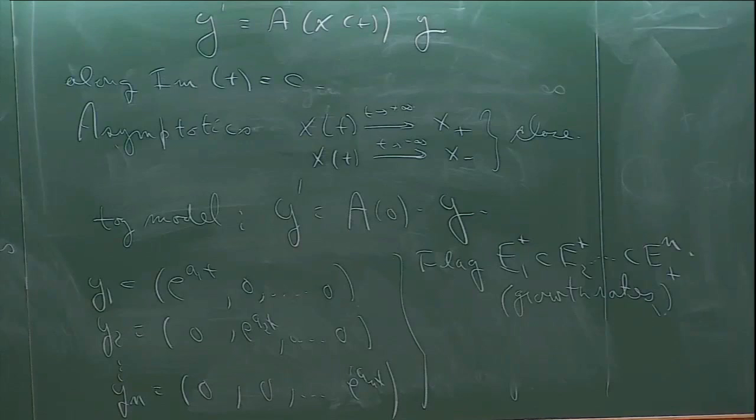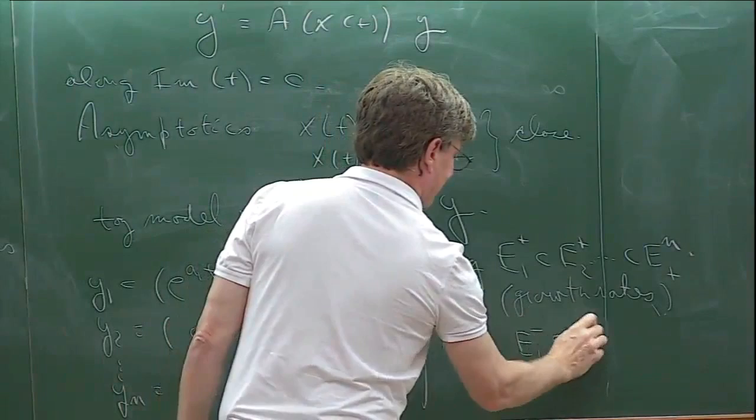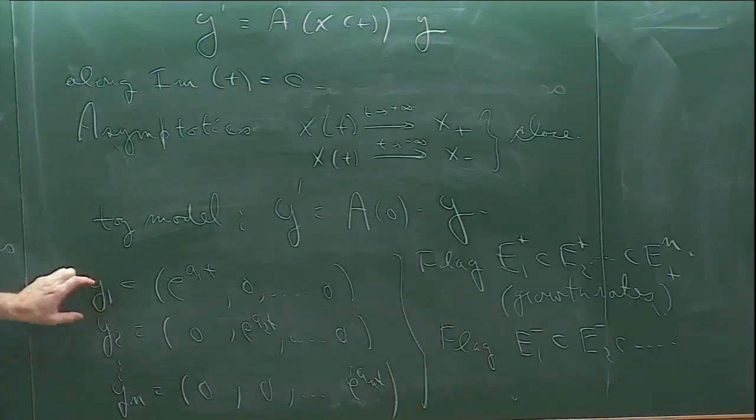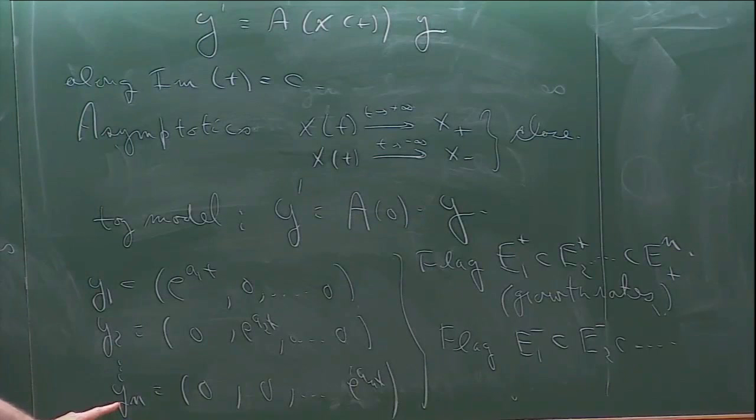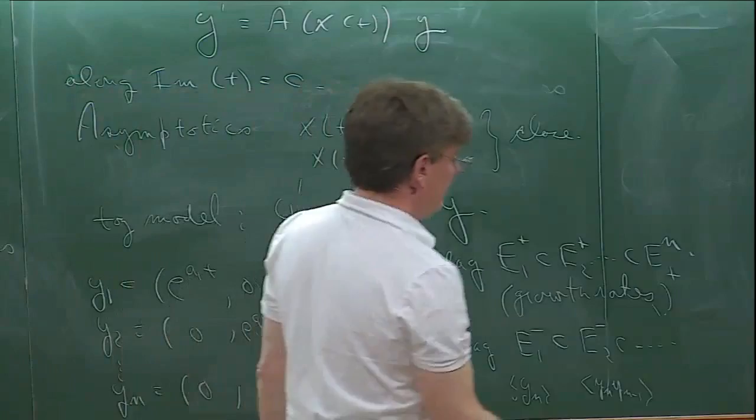I remember Nigel Hitchin showing me his work on monopoles when I was a student and pointing out to me that a line has two ends. And so you can get a flag E1 minus, E2 minus. See, now E1 is this, E2 are these two, and so on, and En, of course, the whole thing. The other flag is going the other way. So yn is the one-dimensional one. yn minus one is the two-dimensional one. Right, so this is the span of yn. This is the span of yn minus 1. And so these flags are actually transverse.